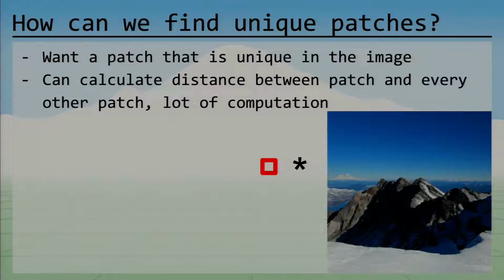So we want some way of formalizing this concept of finding corners, of finding patches in the image that have a low distance between other patches in the image. How can we find these unique patches? So one thing we could think about is we're just going to loop over every little patch in this image and calculate the distance between that patch and every other patch in the image. And if we did this, we would find really unique patches. We would find patches that have a really high distance from every other patch in the image.